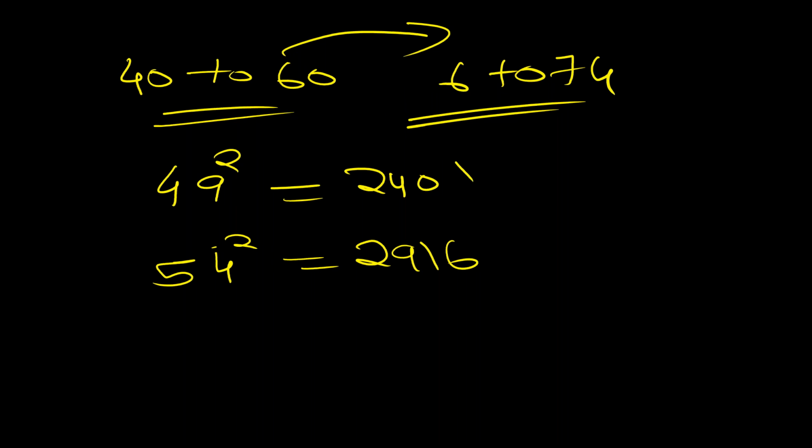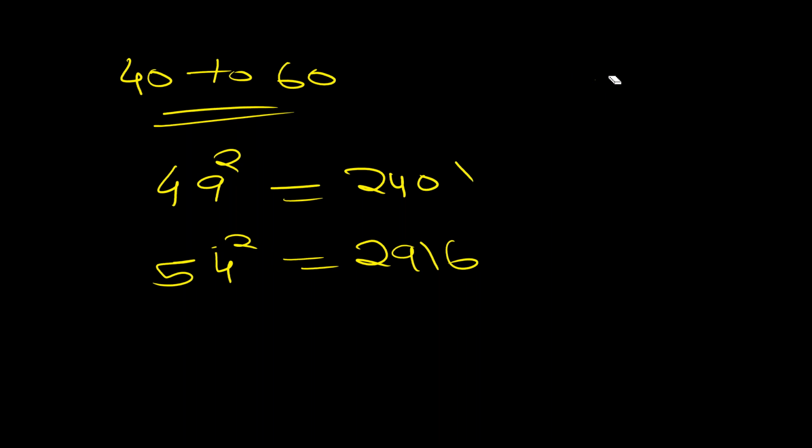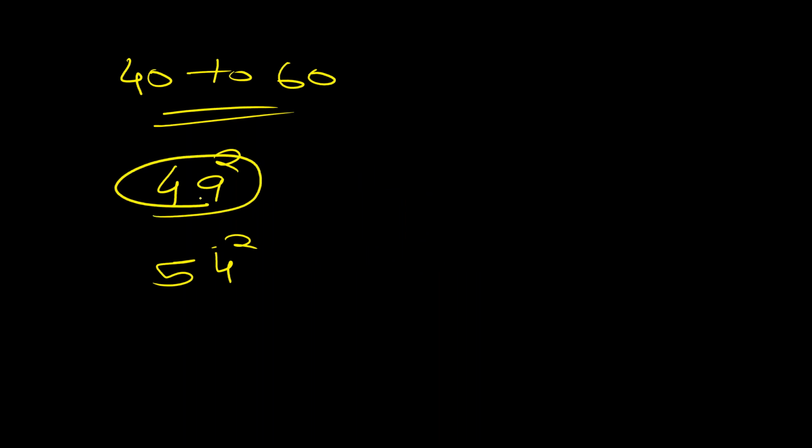So now let me explain the method. We can go for 24 to 74 later, and you're going to try that, not me. Now my question here is 49 squared, and then 54 squared. Now for this 49, in the range 40 to 60, what is the middle number? Obviously, of course, you know this. It is 50. The middle number is 50, right?